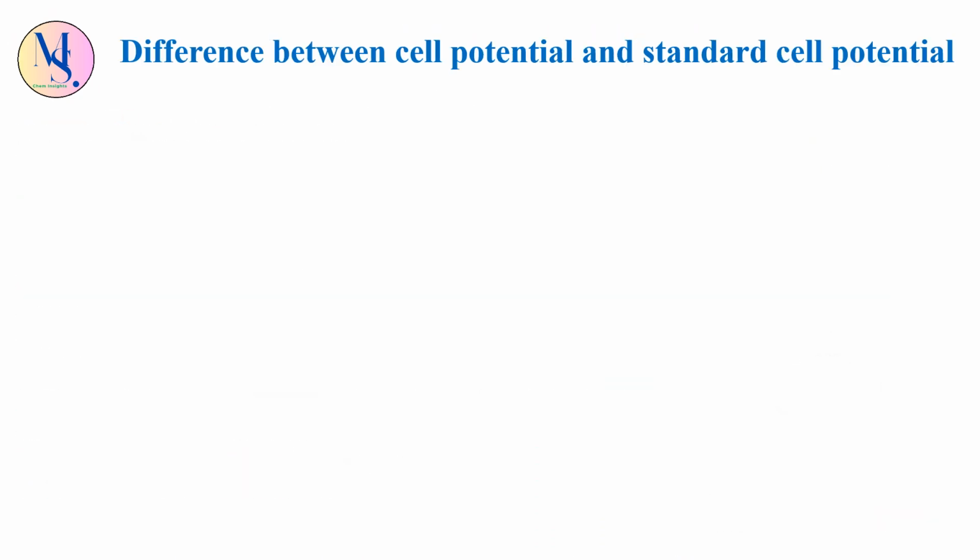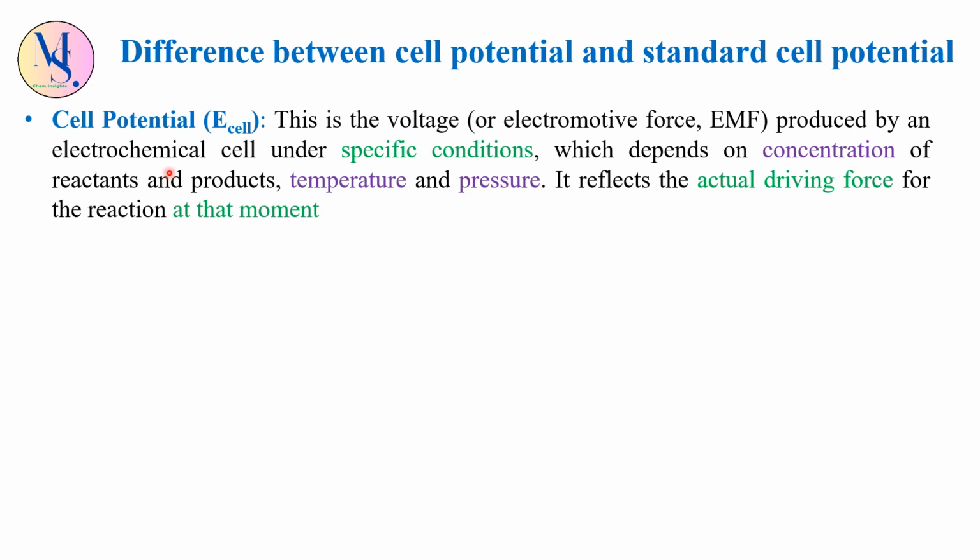Before going into the details of electrochemical cells, we must know the difference between cell potential and standard cell potential. Cell potential, which is written with this symbol, is a voltage or electromotive force which is produced by an electrochemical cell under particular conditions of concentration of reactants and products, temperature and pressure. It basically reflects the actual driving force for the chemical reaction at a specific moment. The overall cell potential of an electrochemical cell is equal to the difference of cathodic and anodic cell potentials.